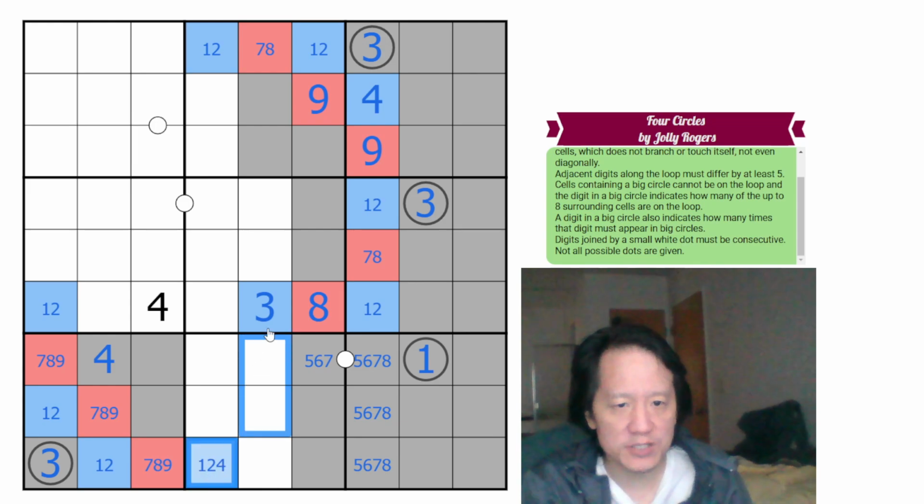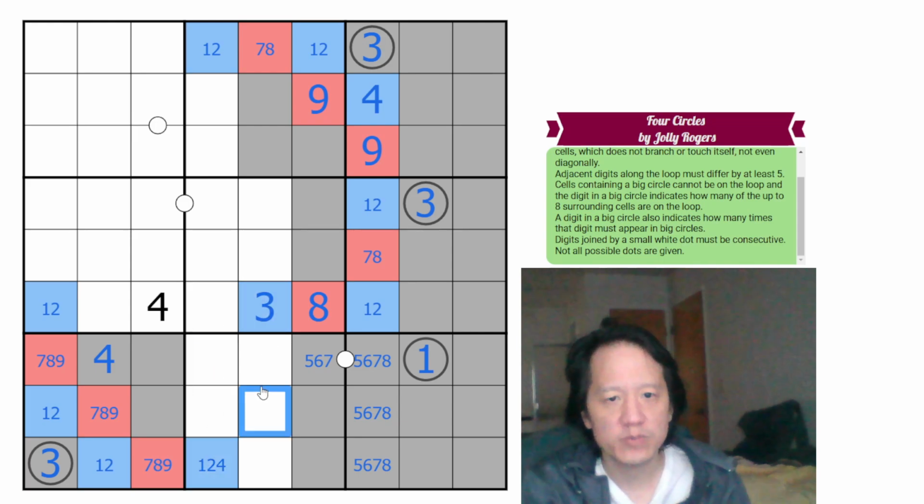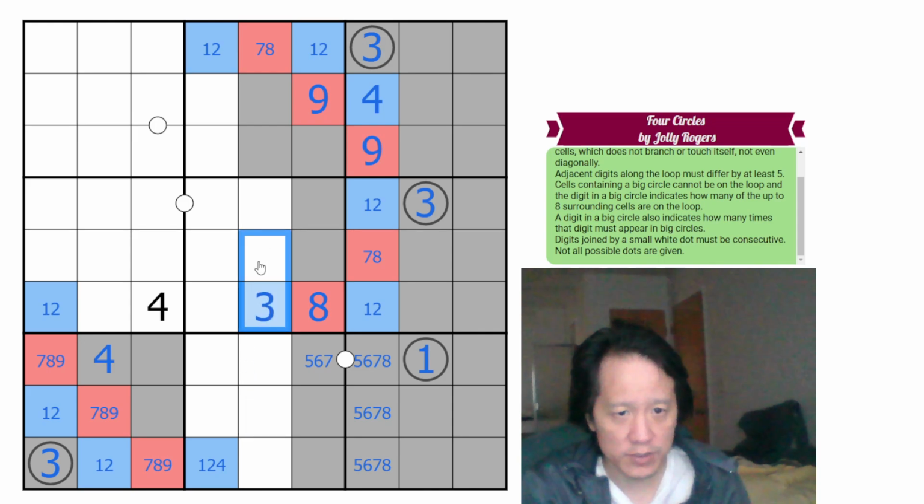So this one must somehow get to here. We don't know how. It could be here. It could be here. It could be here. It could be even here. But that's fine. So this one can never go up because it can't connect back here. So this is not on the loop, which means this can't be on the loop because it can't enter and then exit somewhere else.